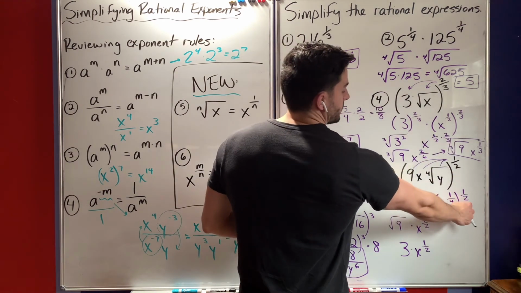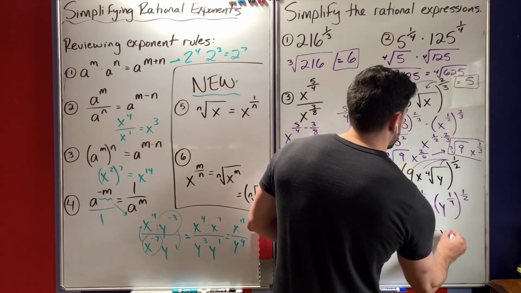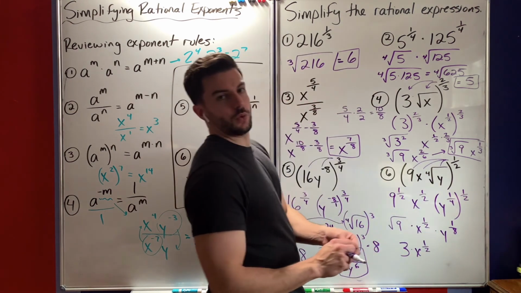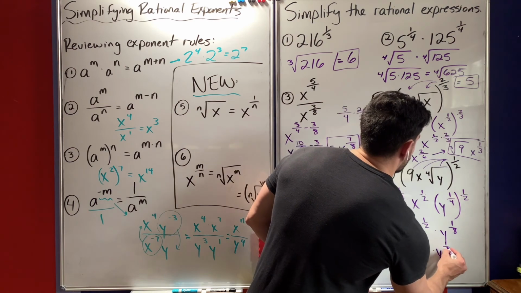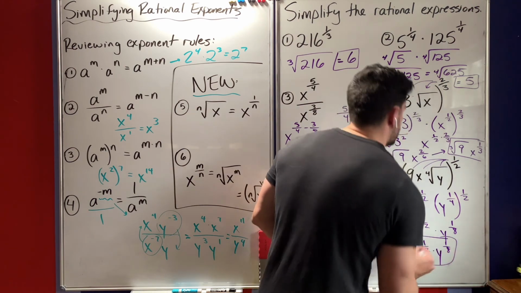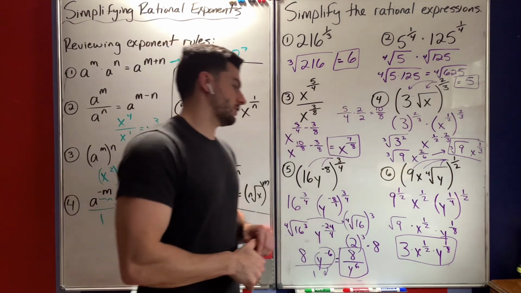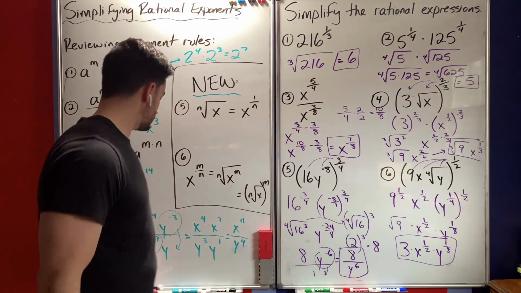And then this y, right? Again, power to a power, so I'm going to multiply 1/4 times 1/2. And that ends up giving me, 1 times 1 is 1, 4 times 2 is 8, so y to the 1/8 power. And then there's really nothing left to simplify there, right? Because the fractions are all reduced, there's no negative exponents, okay? So 3 times x to the 1/2, y to the 1/8, there you go, okay?